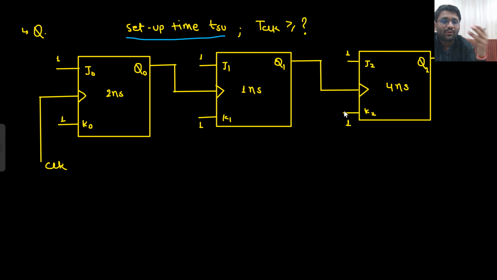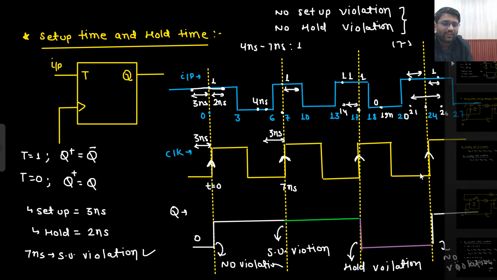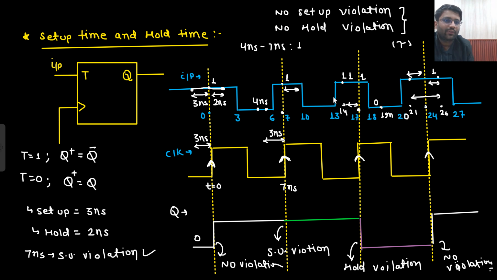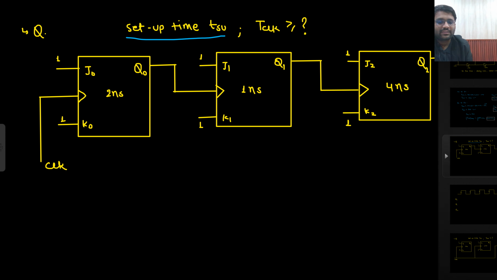Why is that so? Because all the inputs are fixed. If inputs are fixed, then there is no meaning of setup violation or hold violation. Why did setup violation and hold violation come into action? Because inputs were not fixed; the input was changing. He is saying that input should be stable for hold time or setup time. They are already stable. That means there would be no setup violation or hold violation. So have you already seen these kinds of questions?